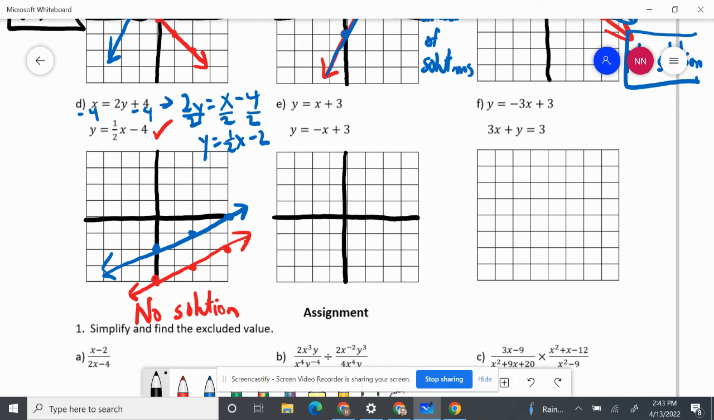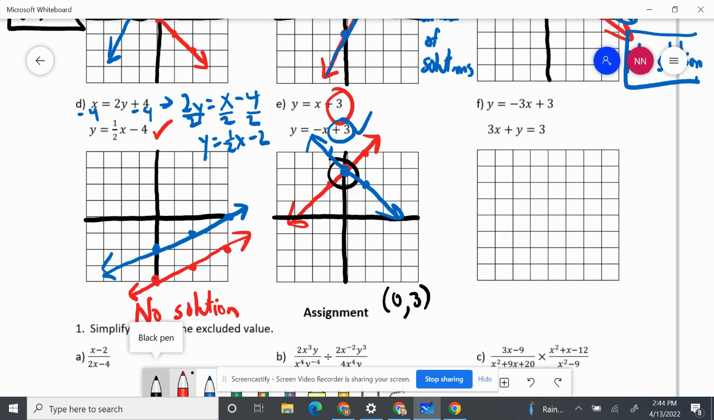For the next one, my y-intercept is 3, so I go up to 3. My slope is 1, up 1 to the right 1, or down 1 to the left 1. My second equation, y-intercept is 3. I go down 1 to the right 1, or up 1 to the left 1. And I see right here that it crosses once, and that would be the ordered pair 0, 3.